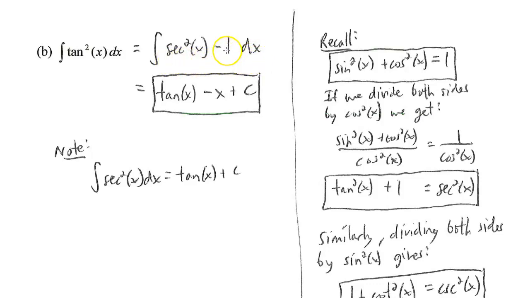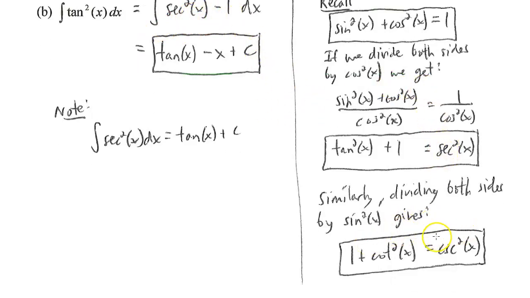Well, the integral of 1 is just x, of course. The integral of secant squared is tangent, right? Remember, the derivative of tangent is secant squared. So this is just tangent of x minus x plus c. Okay, so that's how we find the integral of tangent squared: we write it as secant squared minus 1, and those are two things that we know how to do the integral of.